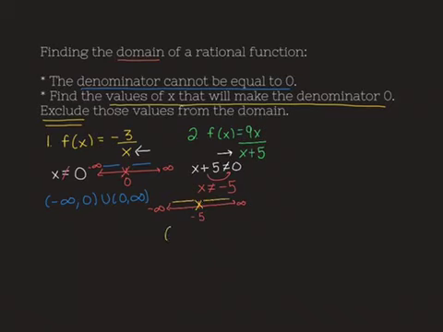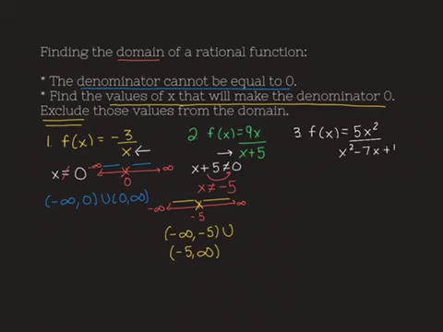So our first interval is from negative infinity to negative 5, and our second interval is from negative 5 to infinity. Okay, last one we're going to look at is f of x is equal to 5x squared over x squared minus 7x plus 12.